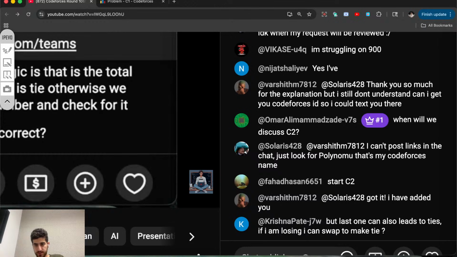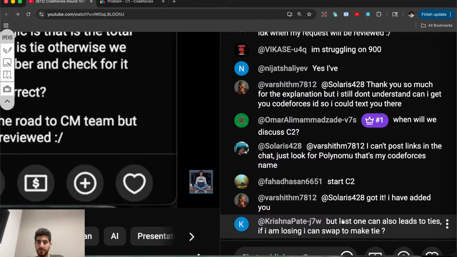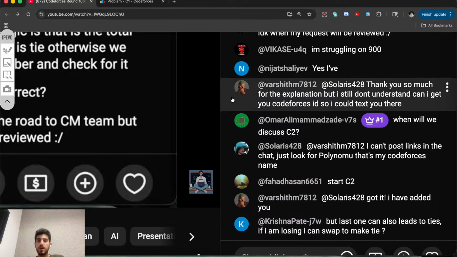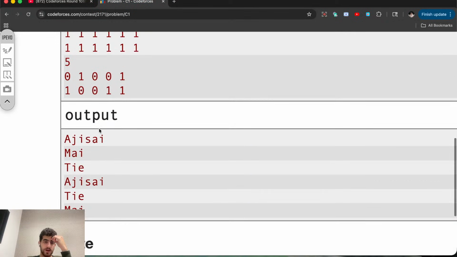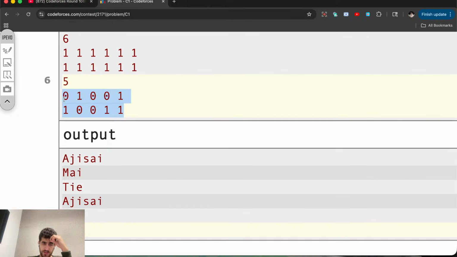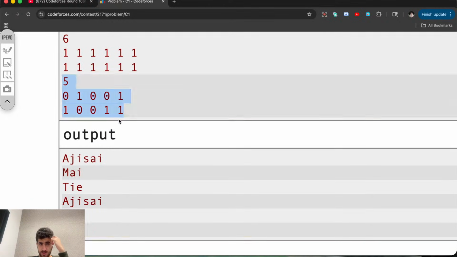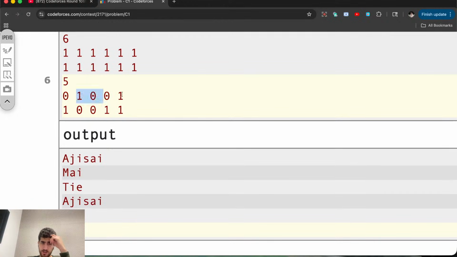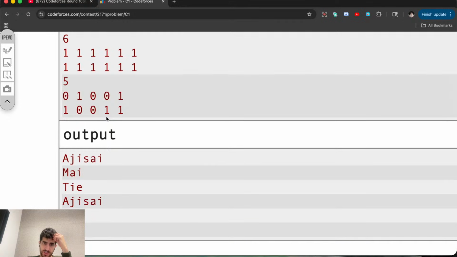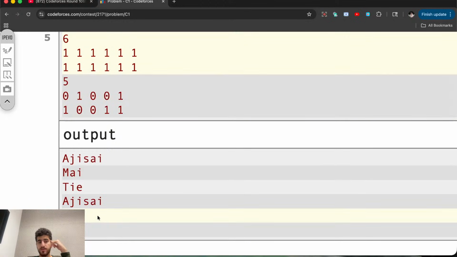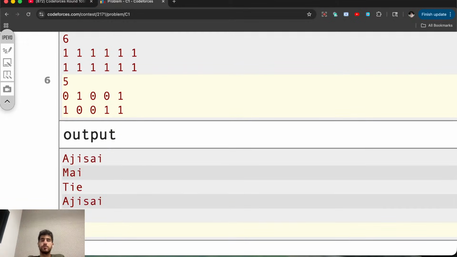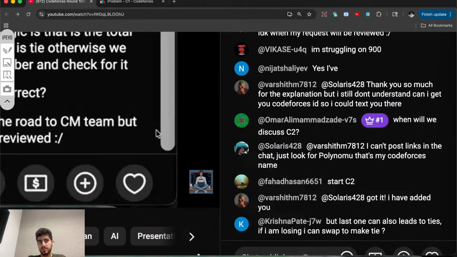How we can improve it. Okay, you're talking to Solaris. I got it. But okay, the last one also ends up in a tie? The last one does not end up in a tie because there is an odd number of ones. If you look at the last meaningful position, it's position 4. So Mai will win the game because he controls the even positions.